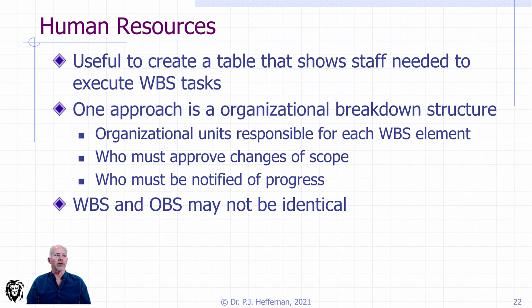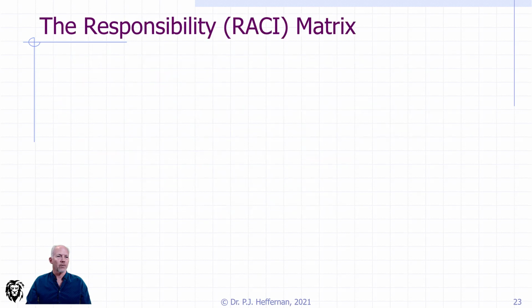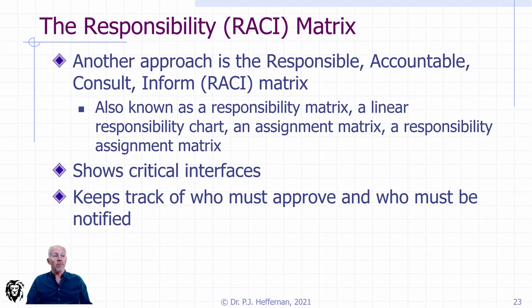Now, work breakdown structure and organizational breakdown structure may or may not be identical, depending on how the organization is structured. One tool that is often referred to is the responsibility matrix, or the RACI matrix. It's another approach to assigning responsibility and tasks, and it allows you to control a very diverse group of people carrying out work on behalf of the project.